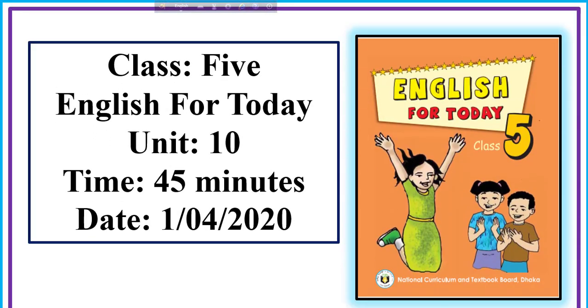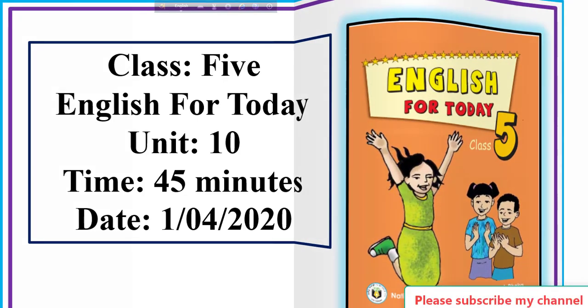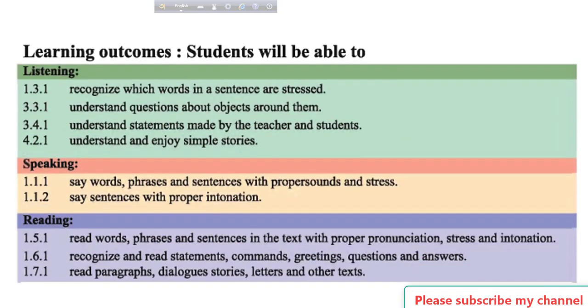Today our lesson is class 5 English, unit 10, time 45 minutes. You will take this class using 45 minutes, but this video I will take not more than 15 minutes. These are the learning outcomes. You will choose the learning outcomes from your TG guide, so I don't give an elaborate description about learning outcomes.